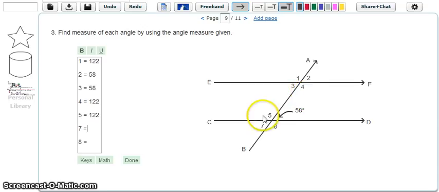Next, we'll move down to 7. We know that this angle right here, which is 58 degrees, and 7 are vertical angles, so we can say that 7 is 58 degrees because vertical angles equal each other.